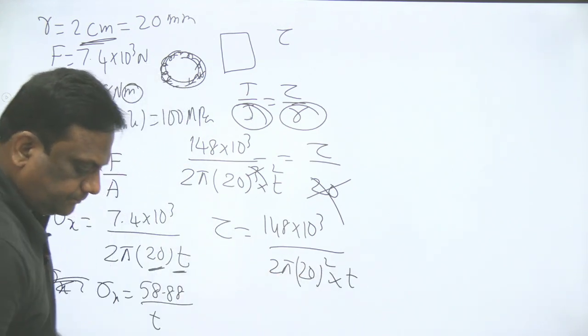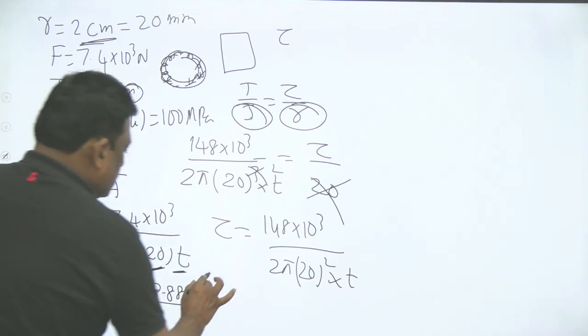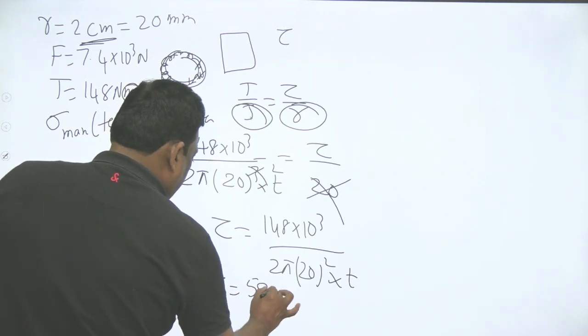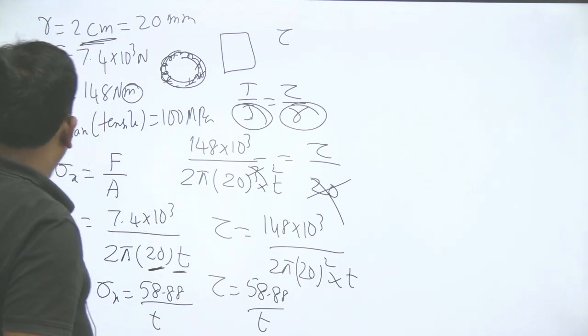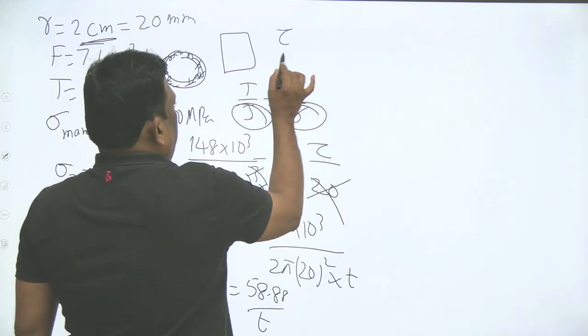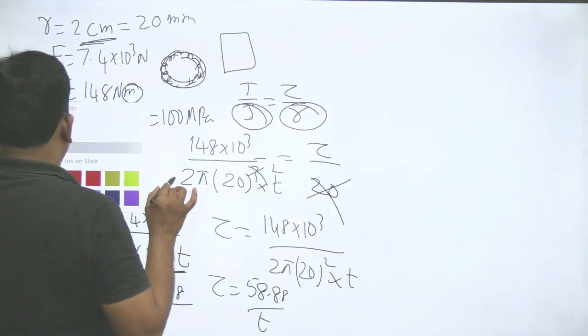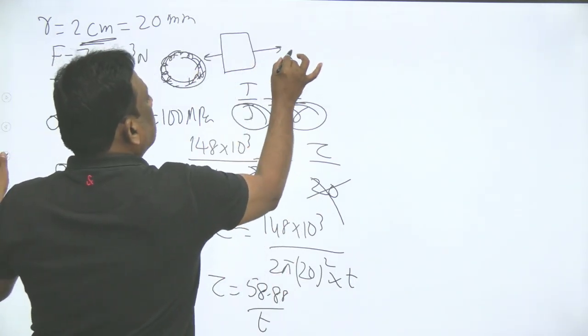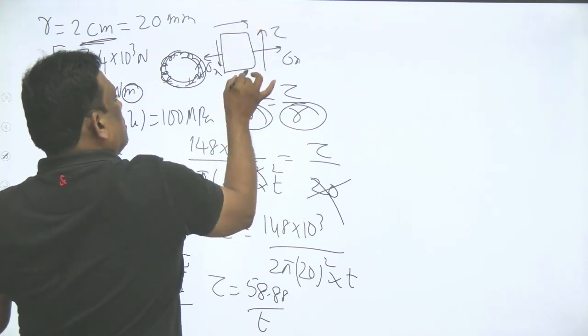Let me check. 148 into 10 power 3. So tau is equal to 58.8 by t. Oh my god, this is also 58.88. Now, please observe here, under uniaxial loading, he is asking us to use the maximum principal stress theory. A member is subjected to sigma x and tau, anti-clockwise, and tau clockwise.